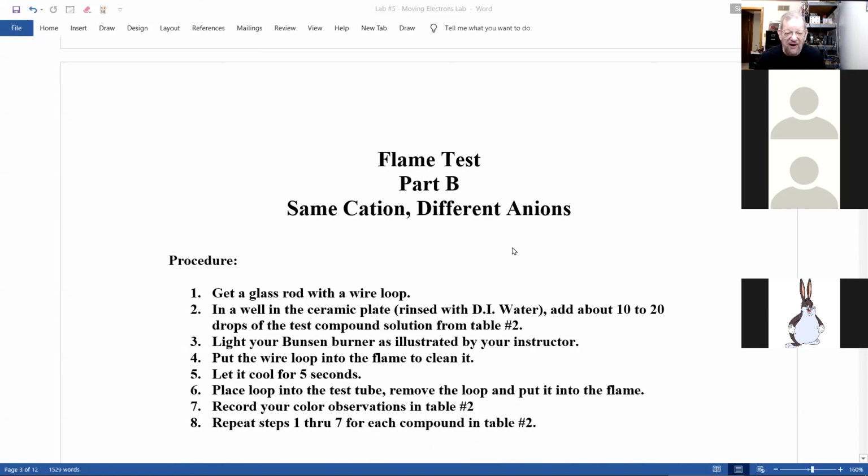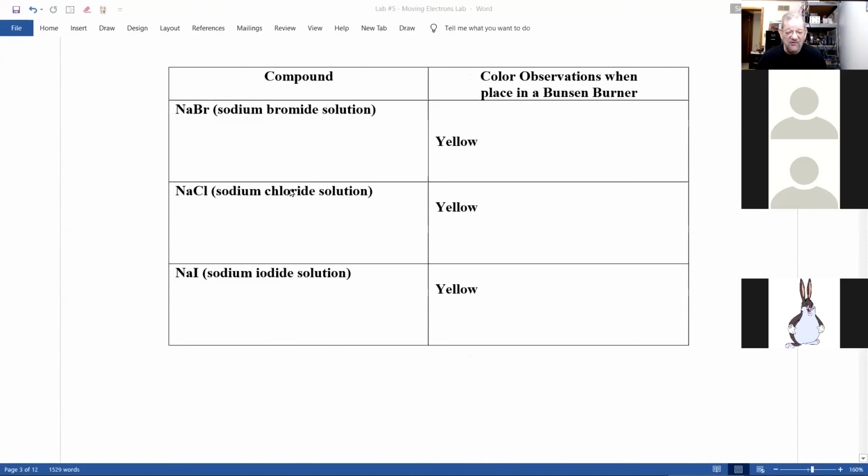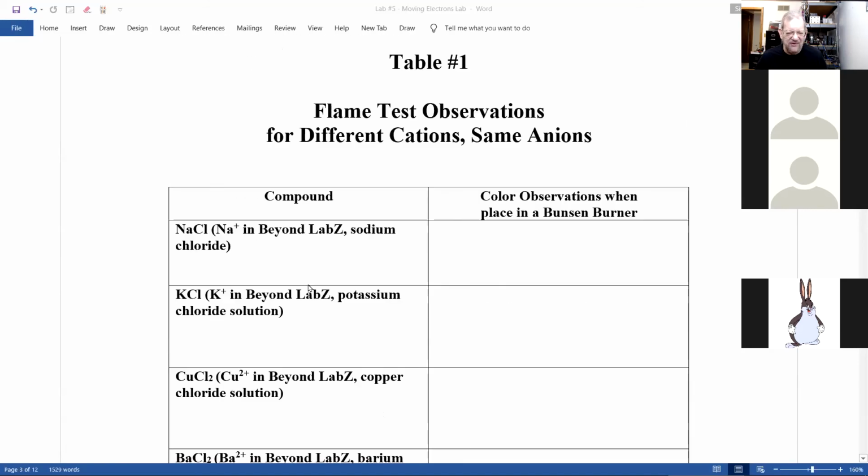Now, in part B, we're going to do one variable at a time, keep the cation the same, but change different anions. Unfortunately, this is not in Beyond Labz, so I have the data for you. If we were in the lab, this is the procedure, like you just saw in the video, you would do. Well, we're not in the lab, so notice I give you the data. And yes, that's correct. They're all yellow. Hint, that should tell you something about which causes the colors. Now, let's go to Beyond Labz.